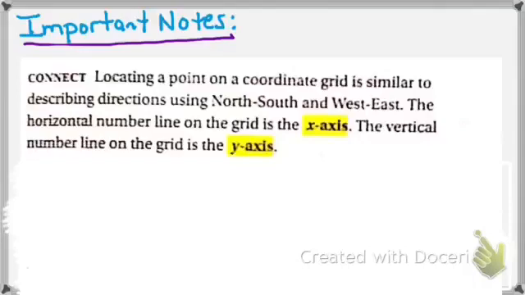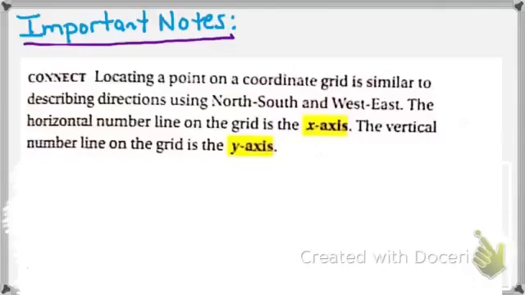Locating a point on a coordinate grid is similar to describing directions using north, south, west, or east. It's also, by the way, similar to when you play Battleship. In the game Battleship, you say A4, B5, and you have to look in one direction and the other direction to see if the person hit your ship or sunk your ship.